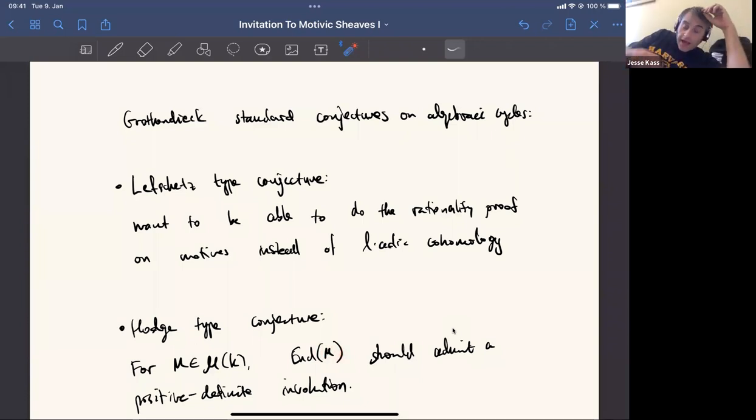And just to make sure I'm on the same wavelength, a priori End of M is just a Q vector space? Yeah. Yeah, exactly. That's a Q vector space.